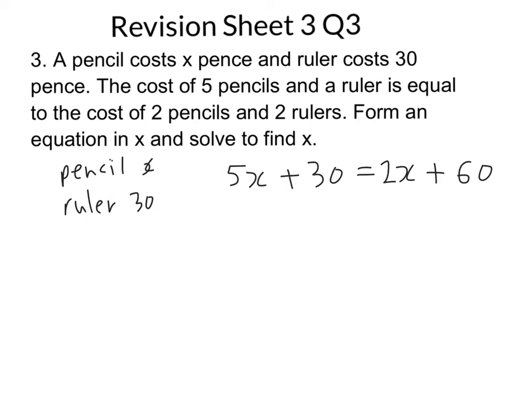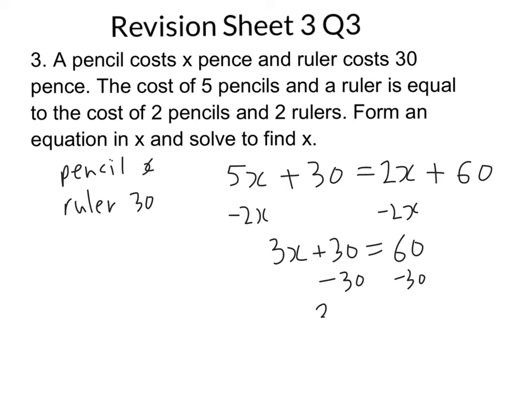Now to solve it, we would take 2x from both sides to get 3x plus 30 equals 60. We then take 30 from both sides to get 3x equals 30 and divide both sides by 3 to get x equals 10. So x is 10 means the cost of a pencil is 10p.